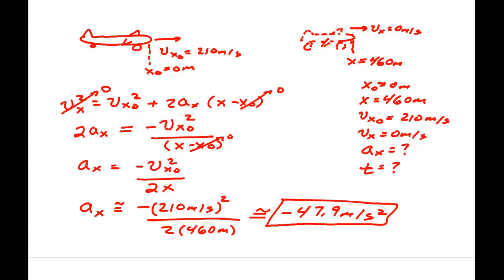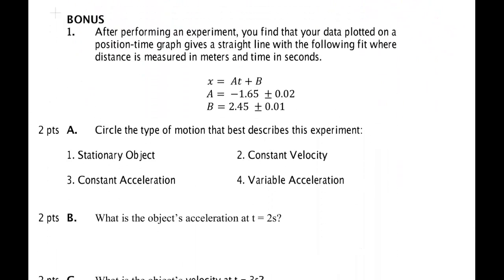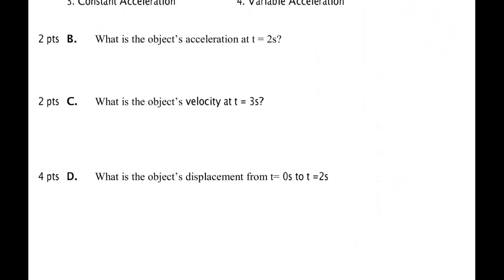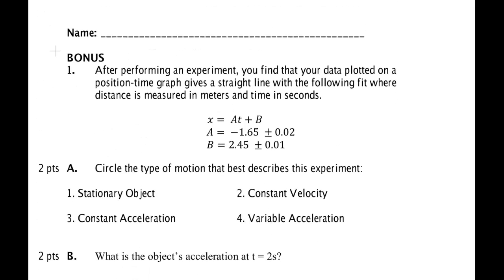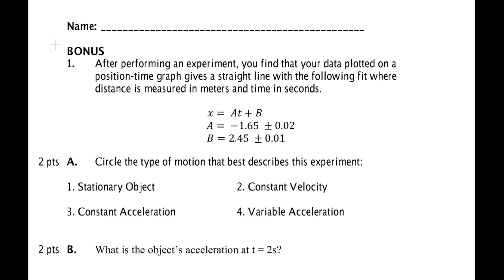On the next video, we'll talk a little bit about the bonus questions, which weren't too complicated. In fact, I guess maybe we have time to do those here. In the bonus questions, it says that you're performing an experiment and you've got a position time graph that looks like this, and it starts at 2.45 and it has a slope of minus 1.65. This is a constant velocity problem.